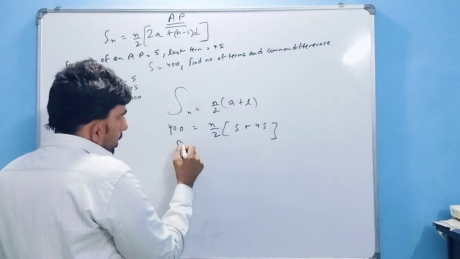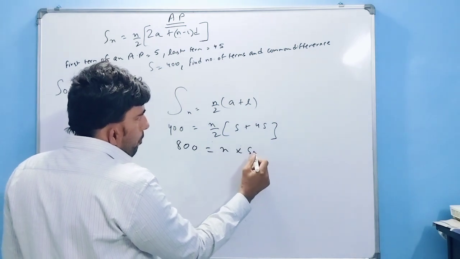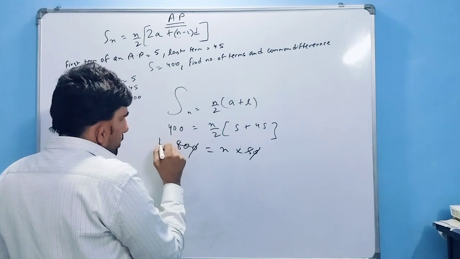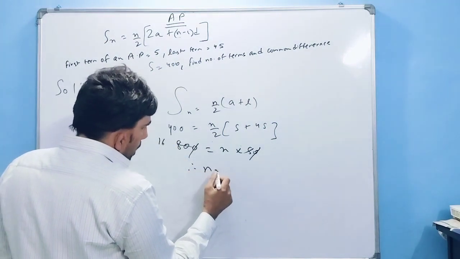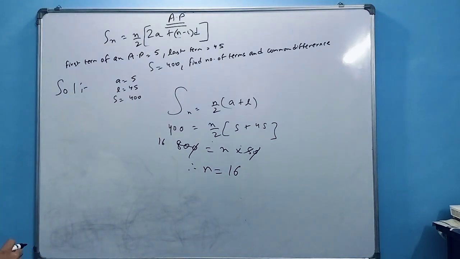Now we can easily find by multiplying this here, we got 50 now, so we can easily reduce to 16. So finally I am able to find a value, that is the number of terms we have is 16.